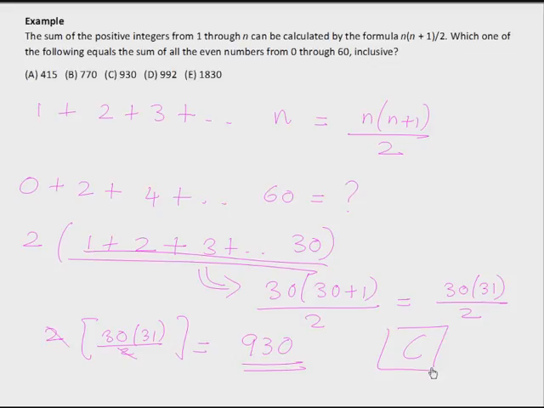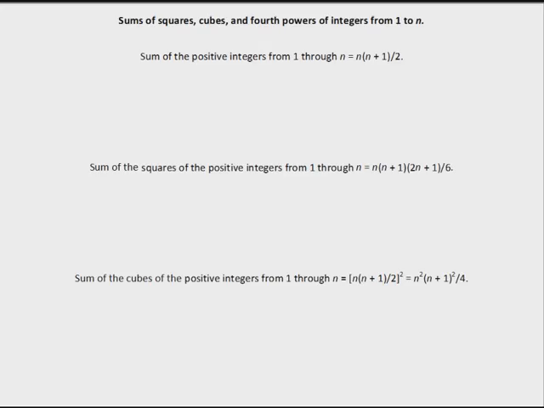The important thing to note here was that the formula wasn't directly applicable. I had to factor out 2 common from all the even numbers, and then I got 1 plus 2 plus 3 till 30, and I could use my formula. Well, this is a very common and important formula. Let's look at some more such formulae. So we're going to look at the sums of squares and cubes of integers from 1 to n. We're not going to look at fourth powers, sorry.